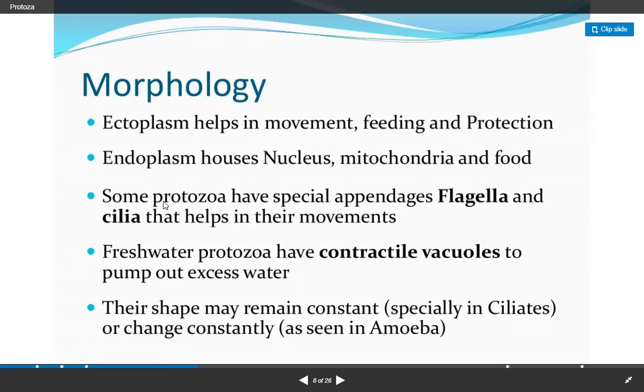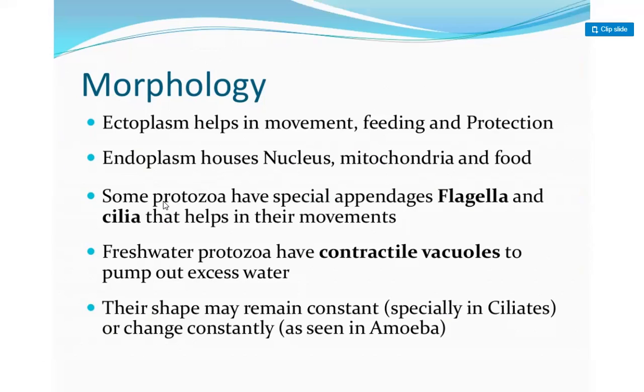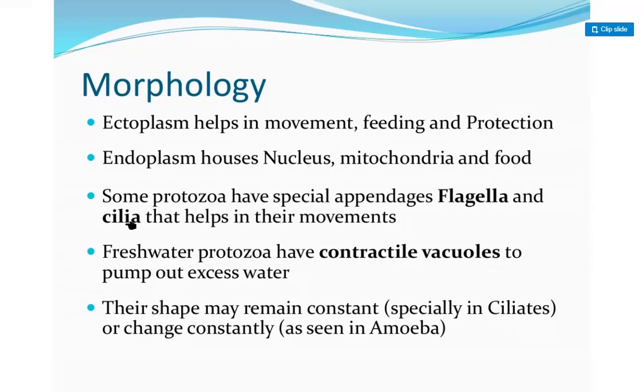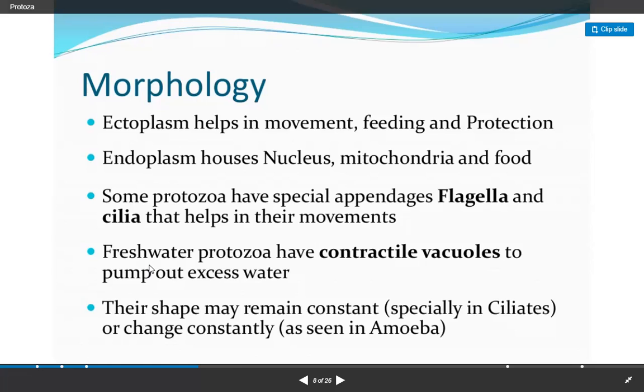Some protozoans have specialized appendages, flagella and cilia, that help in their movement. Means they move from one place to another with the help of appendages. These appendages are flagella, a whip-like structure, whereas cilia are hair-like structures like lashes. They live in fresh water and have a contractile vacuole to pump out excess water.